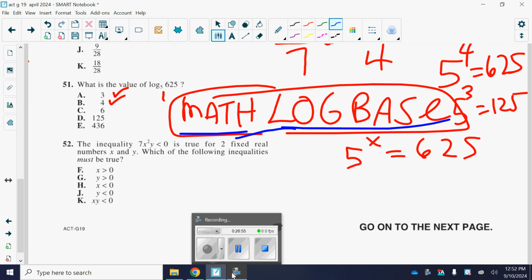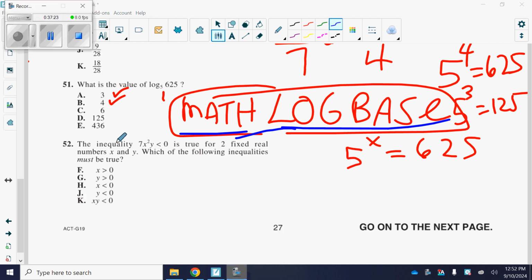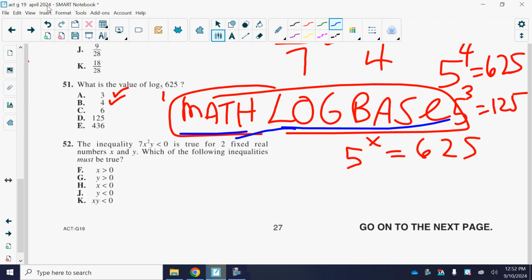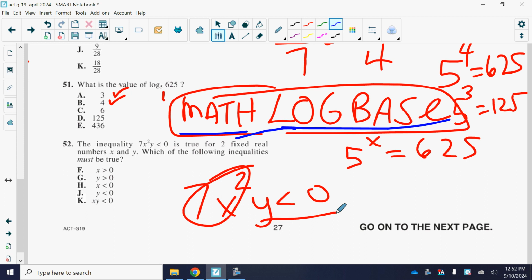Okay, this is an important point to make. Anything squared is always positive. 7 is always positive. X squared is always positive. So if this is going to be negative, the y has to be negative. So the answer, oh, I said it and wrote the wrong answer. This is y greater than 0. It's J, y'all. Y has to be less than 0.